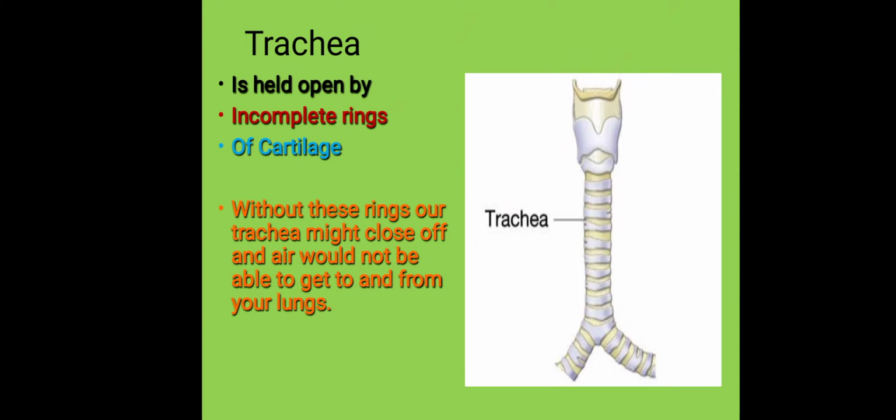The trachea is held open by incomplete rings of cartilage. Yesterday I had explained to you about cartilage. Without these rings, our trachea might close off and air would not be able to get to and from your lungs.